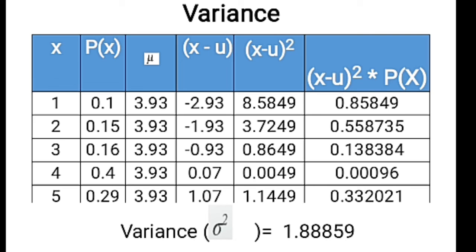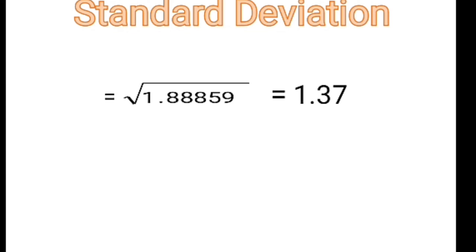Since we already have the variance, we can now easily determine the standard deviation. Take note, the square root of the variance is the standard deviation. So we get the square root of 1.88859, which equals 1.37. That is the standard deviation. Okay, so that's it. Those are the processes on how to find the mean, the variance, and the standard deviation of a discrete probability distribution. Thank you.